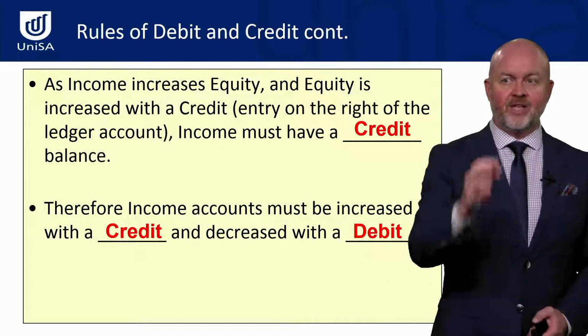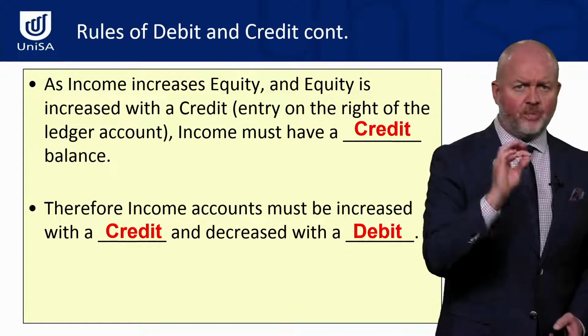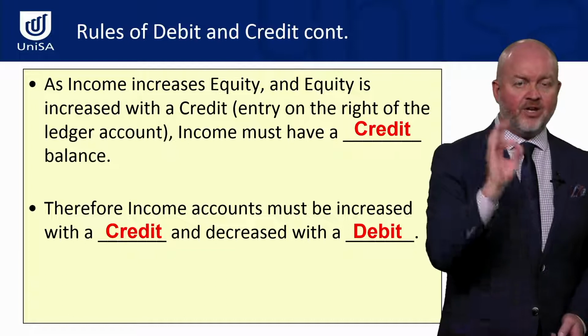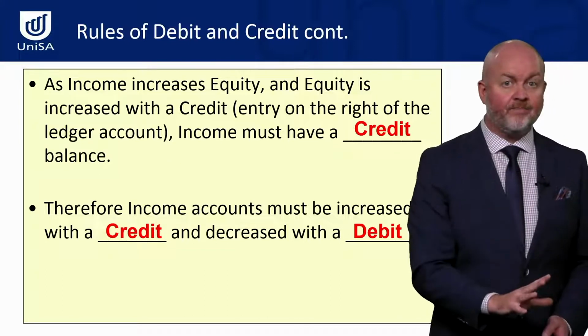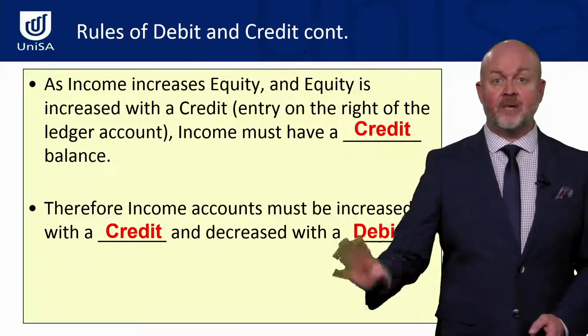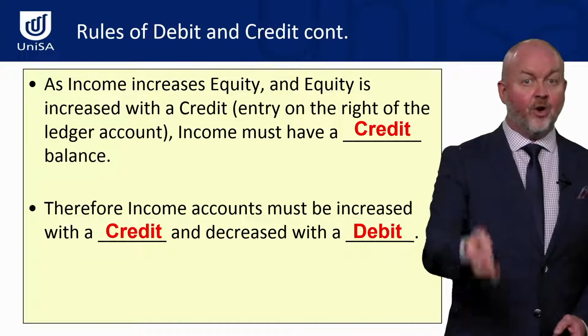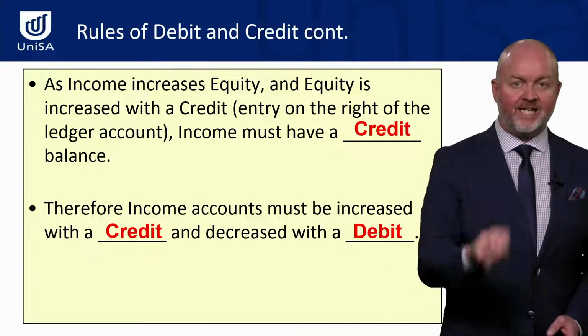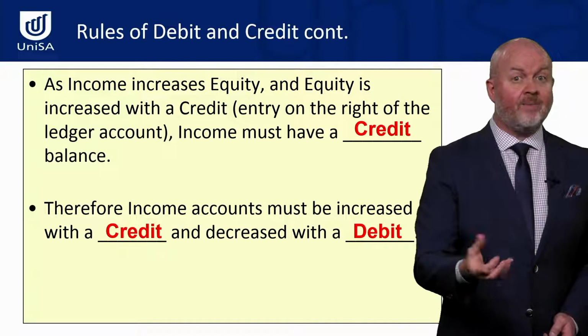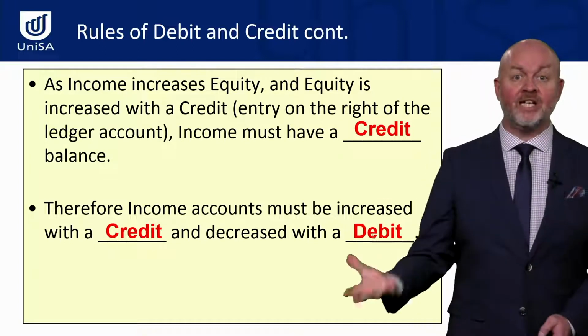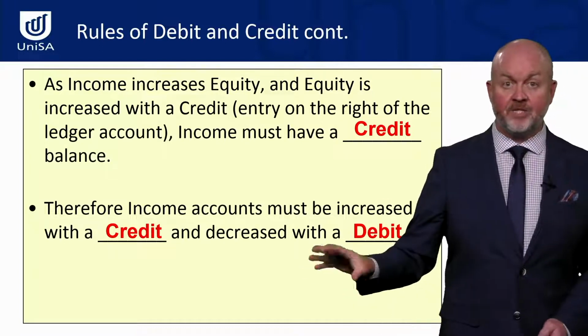So those rules are always the same. Once you've established the nature of the account, what is the normal balance of a particular account, then you know what you need to do to it to make it go up, and you know what you need to do to it to make it go down. Income, normal balance is credit. It's credit in nature. So if I want it to go up, I credit the account. If I want to decrease the income account, I do the opposite and debit the account.